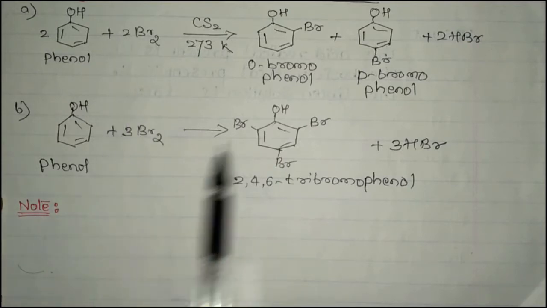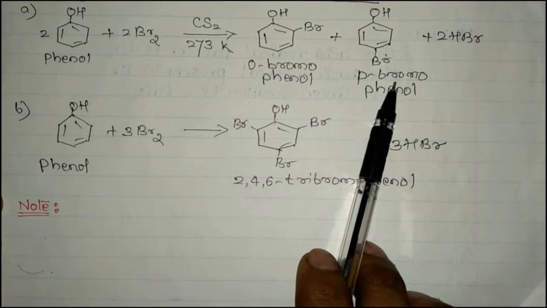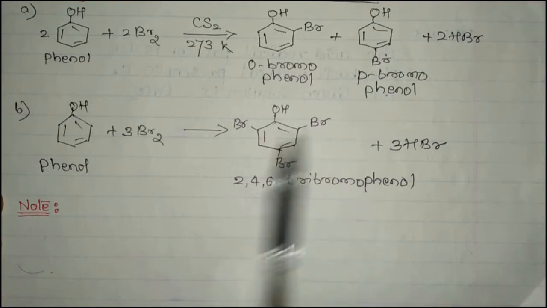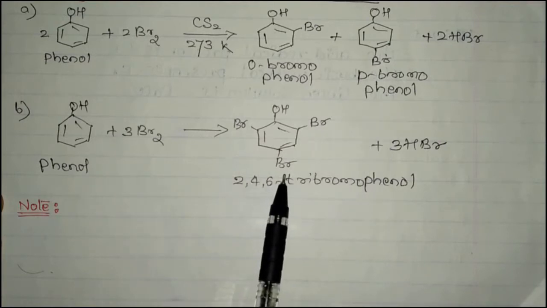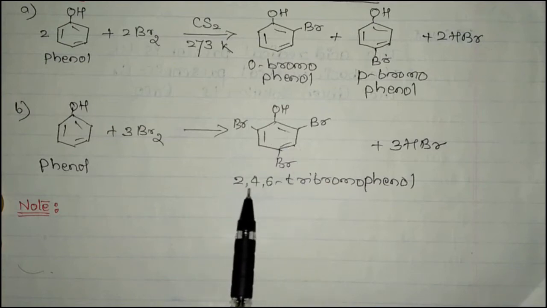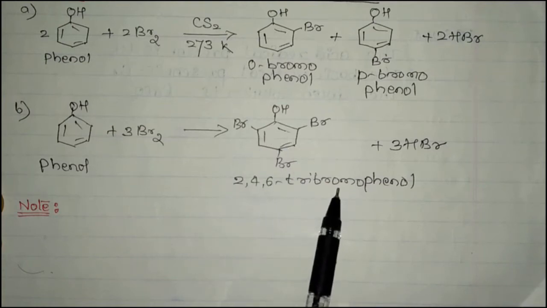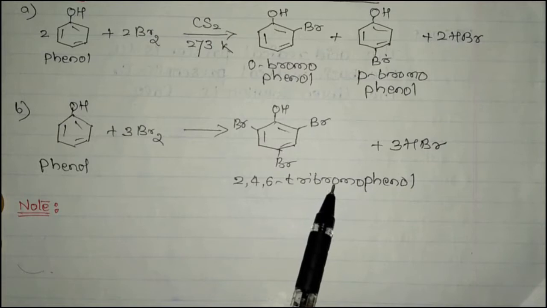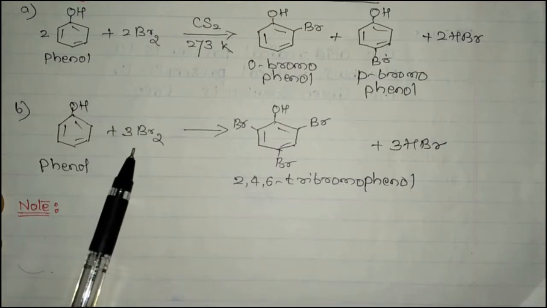Here there are two reactions. In one reaction, we get a mixture of ortho and parabromophenol. In another case, we have only one product, that is 2,4,6-tribromophenol. Now let us see why there is a difference between these two reactions. Here, bromine water is used.